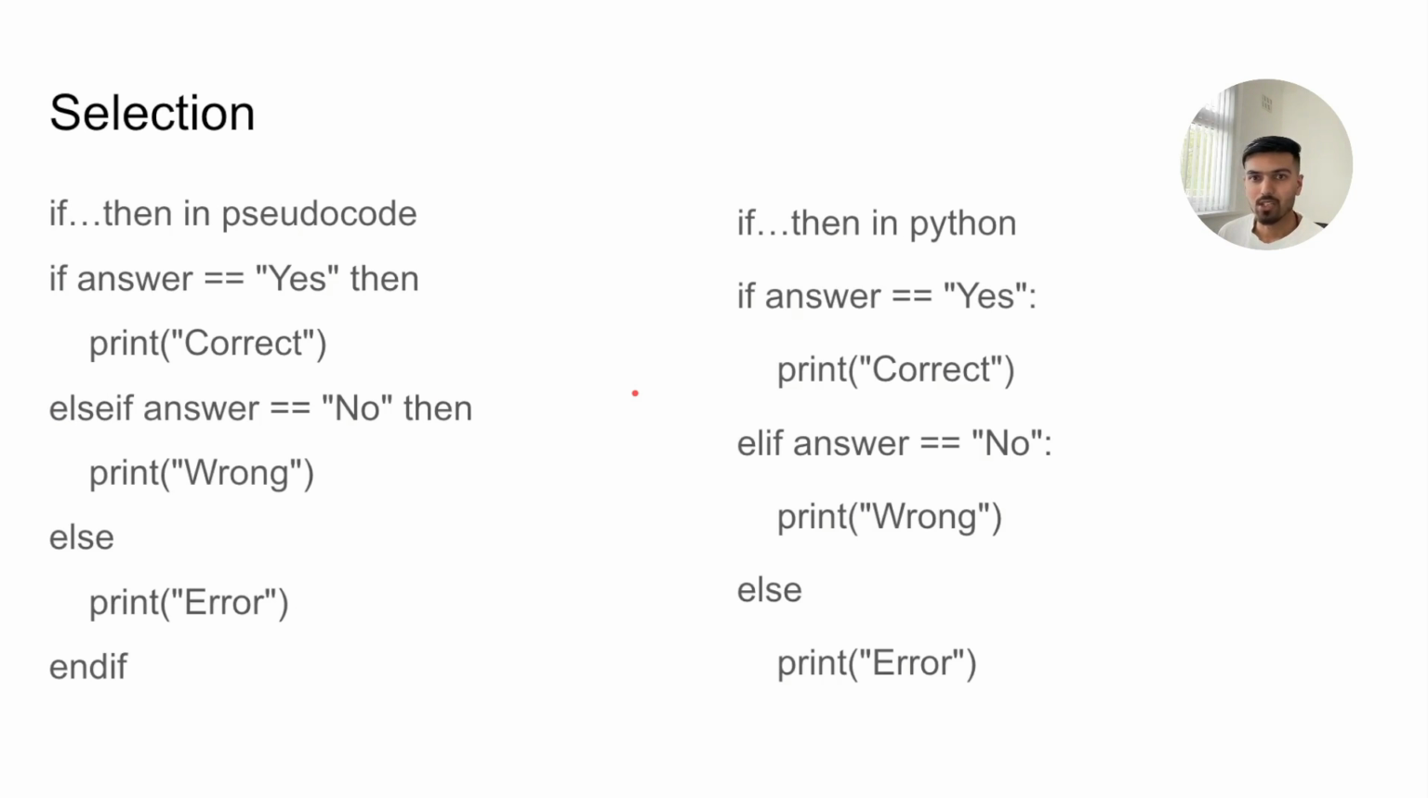Now we move on to selection. Remember, that's a third programming construct, which is your if statements. And here, the only difference is that we have an else and an else if over here, and an end if. This is the three main difference in pseudocode. Here, and also here, because we don't have then, we use a colon and we use elif in Python.